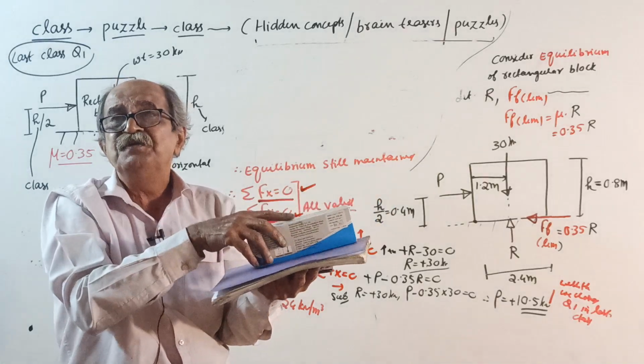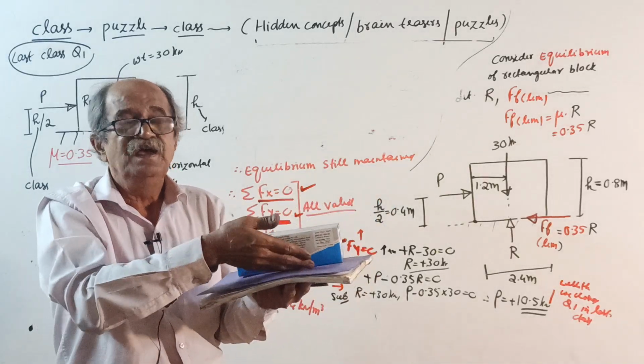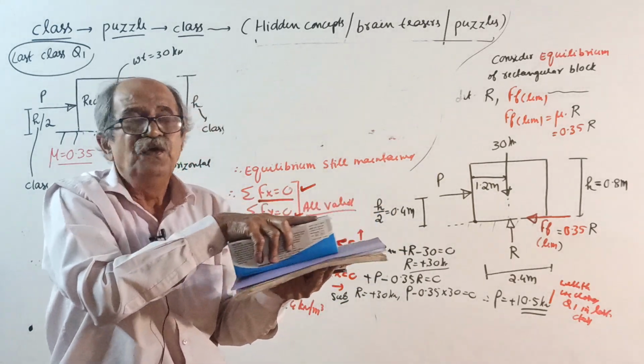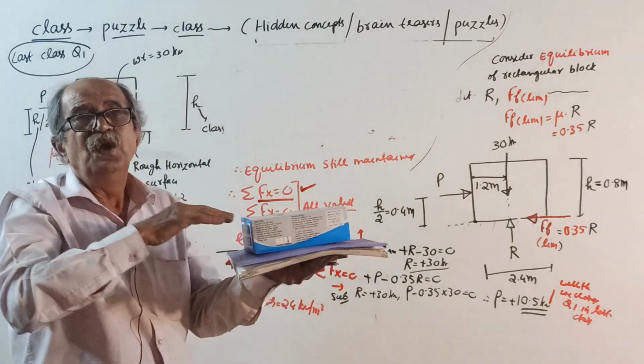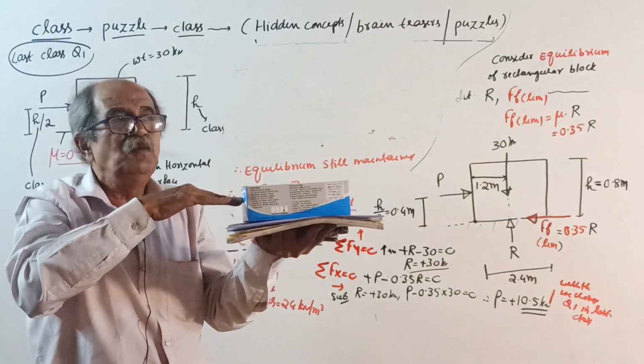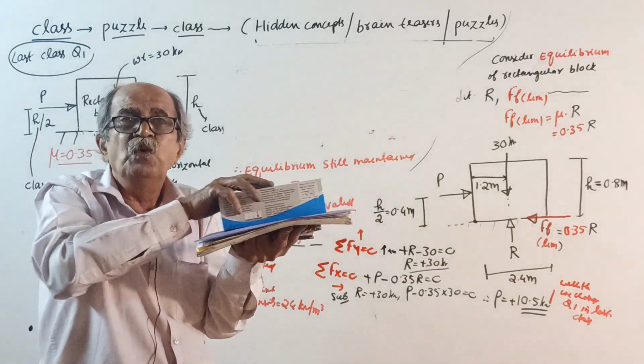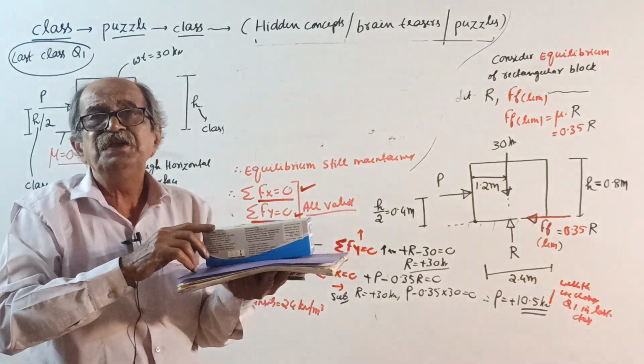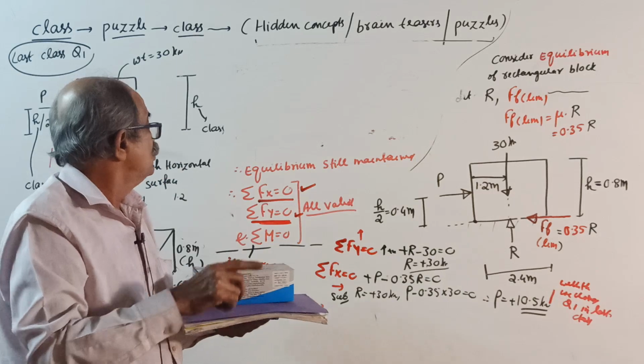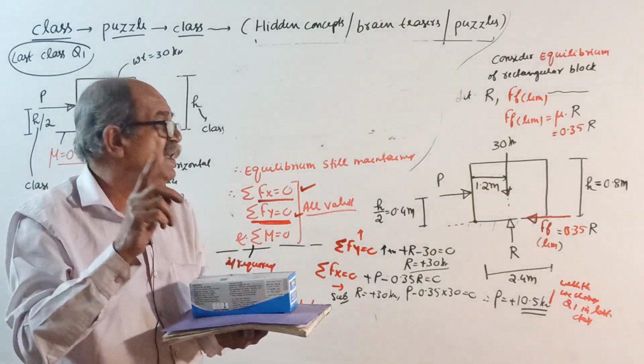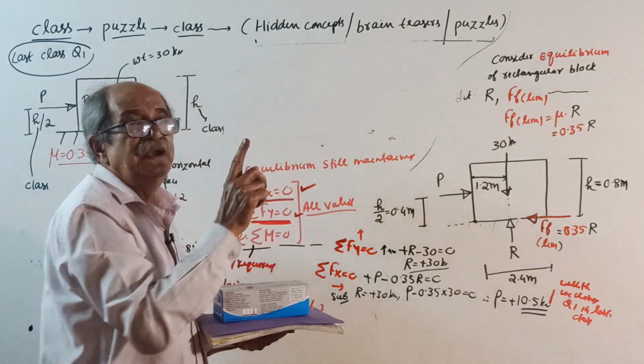The coefficient of friction is 0.35 for concrete. See, friction is there. Coefficient of friction is 0.35. How to move this block? This block has to move, but should not move; it should be on the verge of moving, which means equilibrium is still maintained.